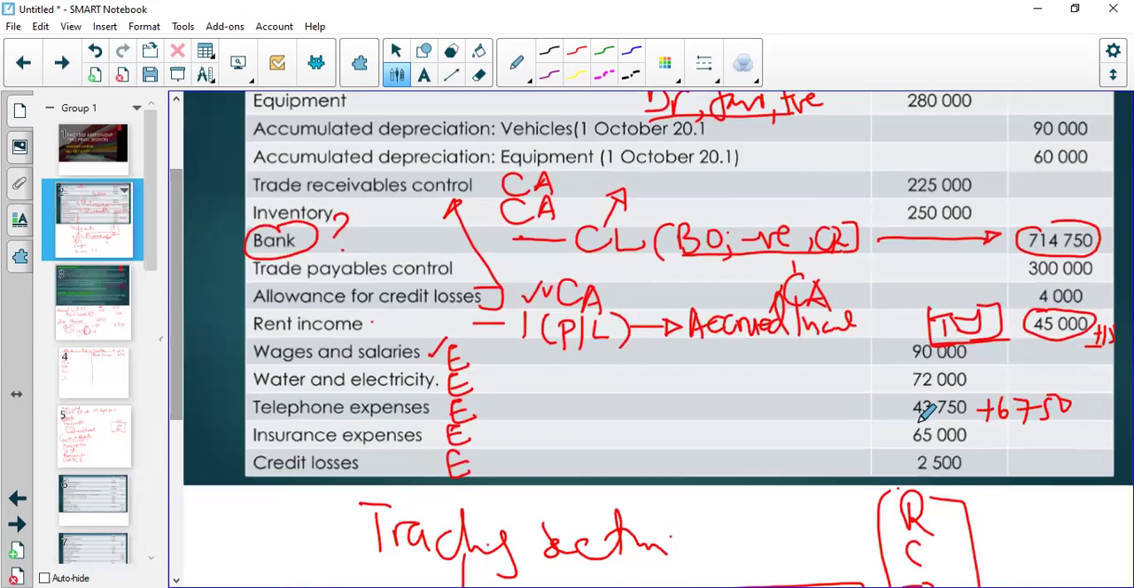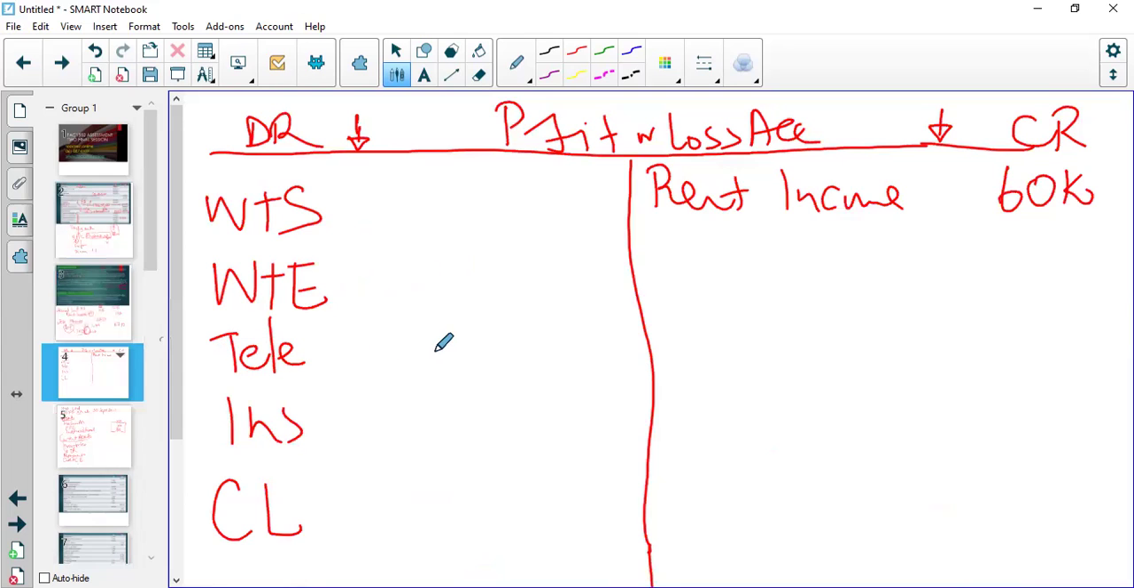So 43,750, all right, plus 6,750. So the new telephone expenses is 50,500. So I'm gonna put here, and that telephone expense is 50,500. So this is definitely not difficult, all right? This is not difficult at all, because it makes sense, right? That someone owes you, they have to pay you the difference. You owe somebody, you have to pay. So the total that you should have paid for the year for telephone for this current year is this amount.